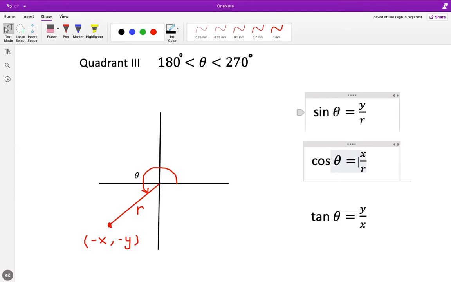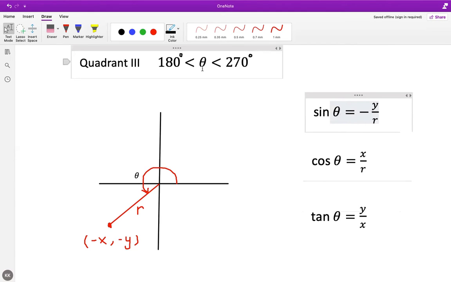Originally we have sine theta equals y over r. But in this case, the y is negative, so I need to capture that y is negative and the radius is positive. That's why my sine theta is negative when the angle is in quadrant 3.